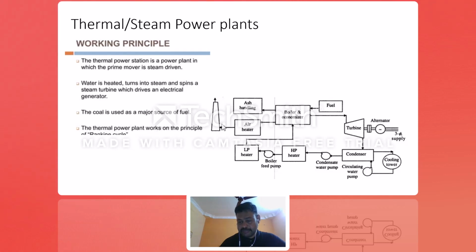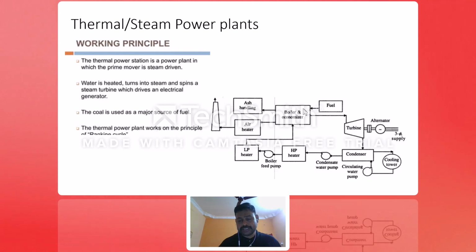If you take the thermal power plant, you have to start your work from here. Here you have a fuel. Fuel means coal. Coal is extracted from the earth and processed, and then given here. The fuel is burned, and that fuel is sent to the boiler and economizer. You know the role of the boiler. Boiler is a steam generator.